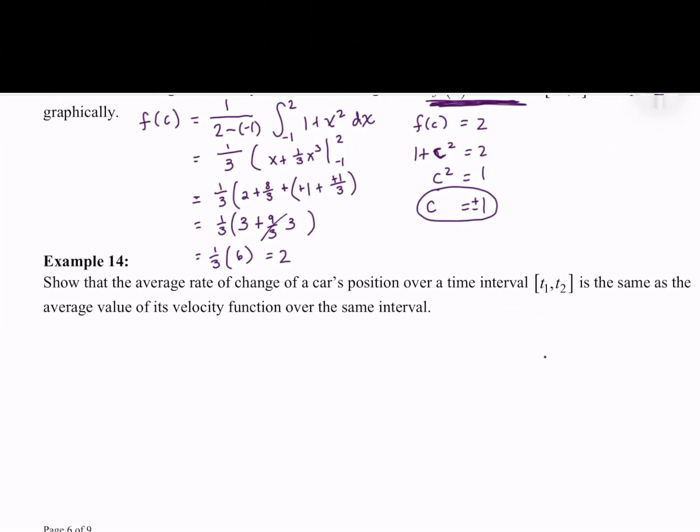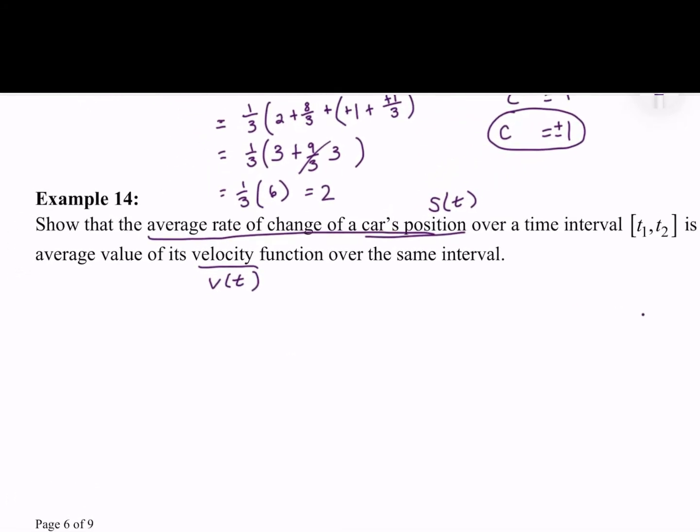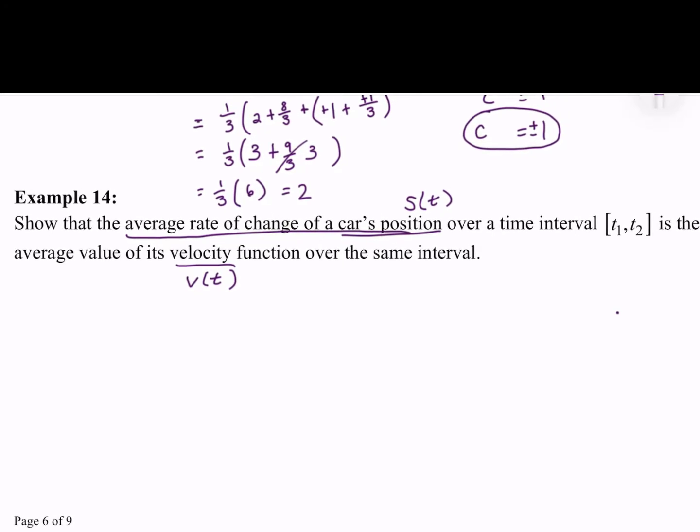Once you've got that, let's proceed. So 14 says to show that the average rate of change of a car's position. So let's kind of remember what equations we use. So the position function, remember, is going to be s of t, is the same as the average value of its velocity over the same function. So its velocity is going to be v of t. Just a reminder. So the average rate of change of a car's function. Average rate of change is f of b minus f of a over b minus a. And I'm going to plug in these values. So for finding the average rate of change in position, we use the position function.